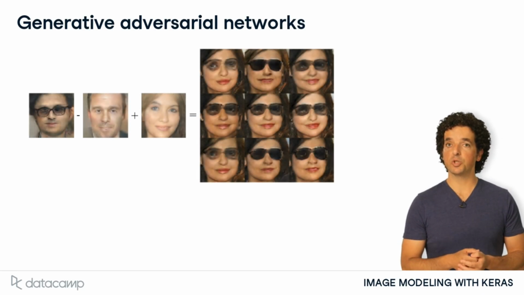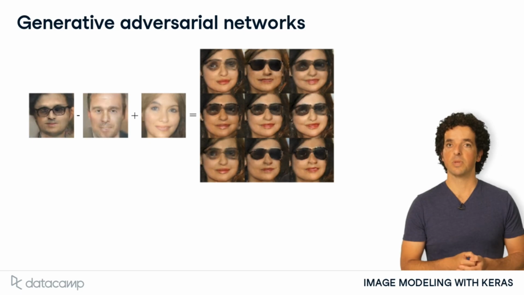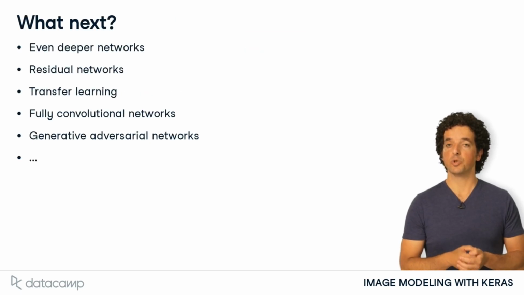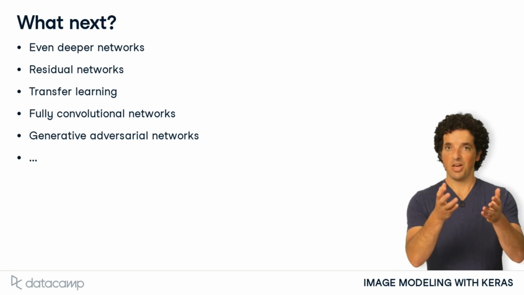A particularly interesting kind of networks are generative adversarial networks. These complex architectures can be used to train a network to create new images that didn't exist before. And there are many other topics to explore. Whichever way you decide to turn next, good luck.